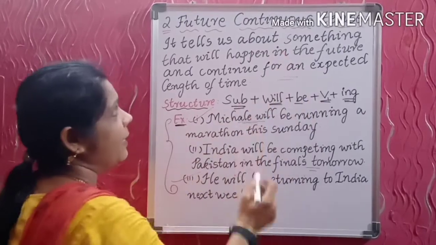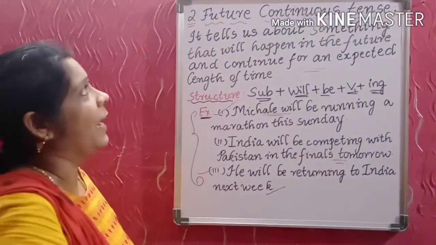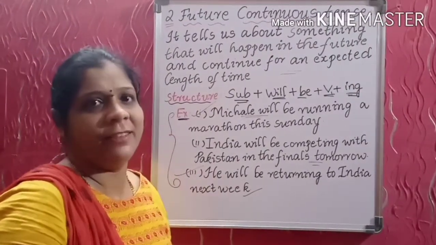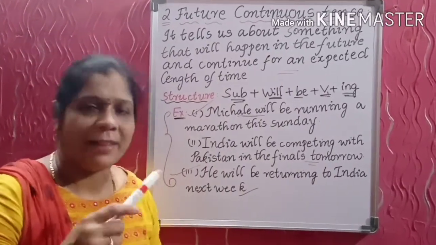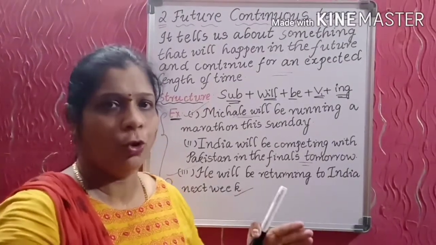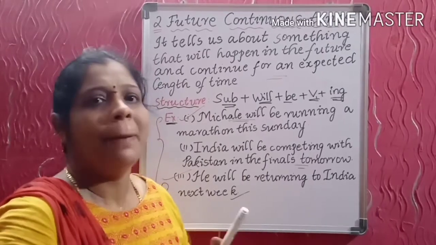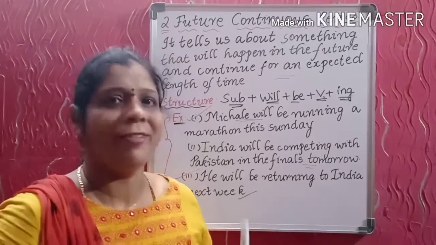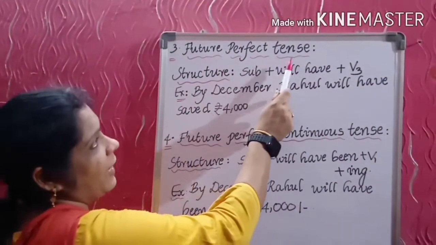So all these come under future continuous tense. The next two tenses are future perfect tense and future perfect continuous tense. Actually, they are not of much use. We don't use them either in conversation or in writing. But we'll just have a brief discussion of those two and learn the structures briefly. Just know about it, but let's not go into detail because they are not of much use in either conversation or in writing.